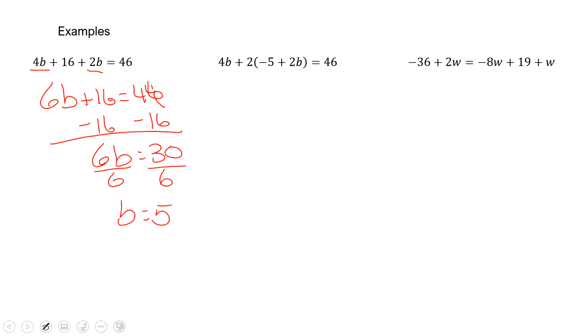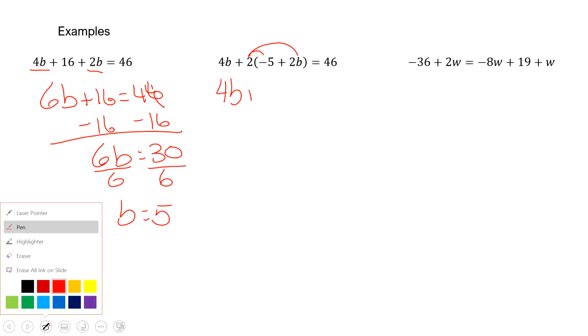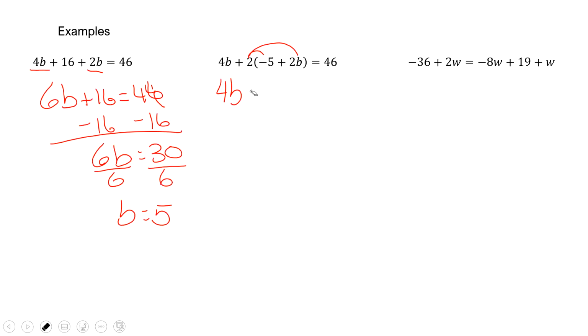Again, here we're going to distribute 2 through the parentheses first. 4b. That's going to become minus 10, not plus negative 10. Always do it as minus. Minus 10 plus 4b equals 46. Combine my like terms. We have 8b minus 10 equals 46.